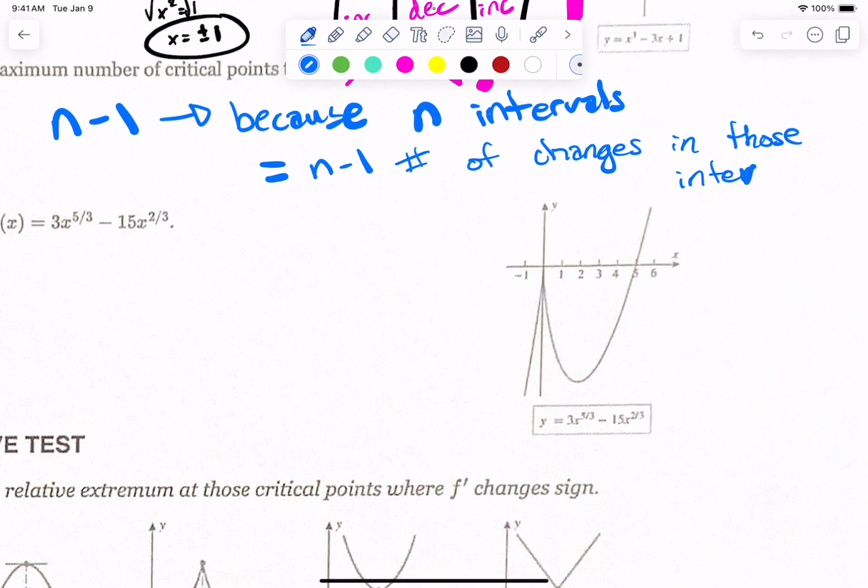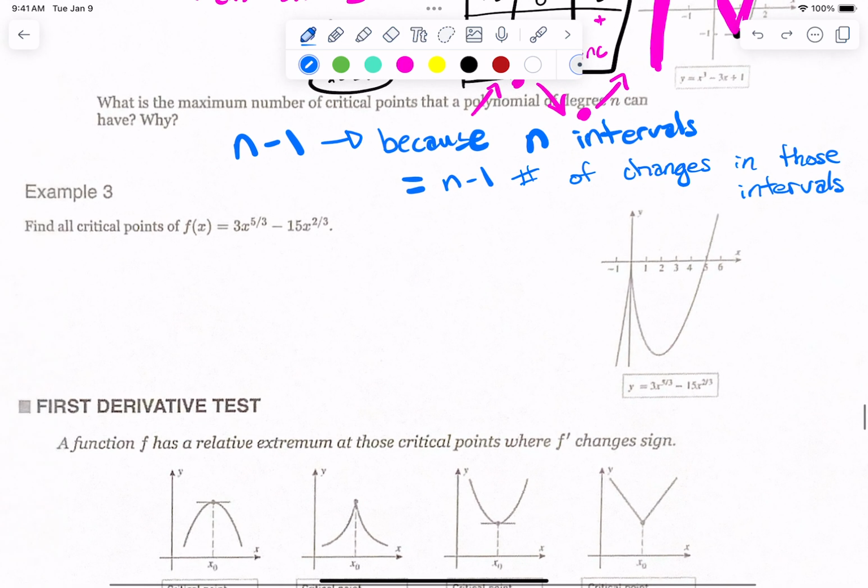Does that suffice? Suffice? That's a weird word. How do you spell that? S-U-F-F-I-C-E. Is that sufficient? Does that suffice? Okay. If you have n intervals, then you have n minus 1 changes between your intervals, right? I get what you're saying, I think.